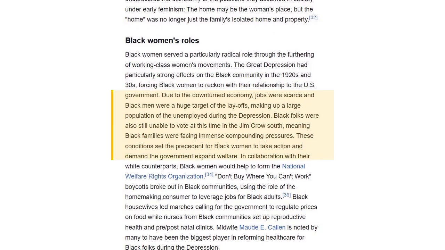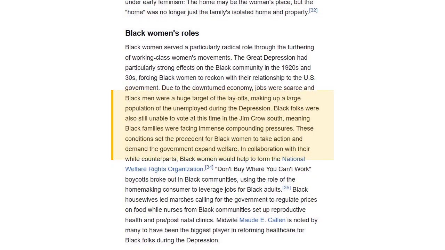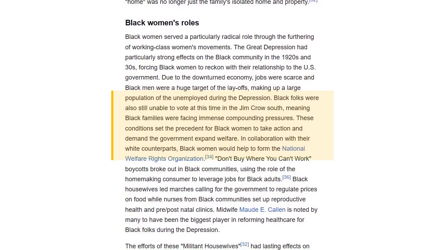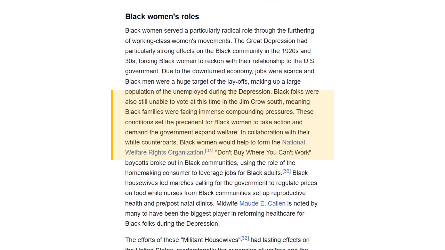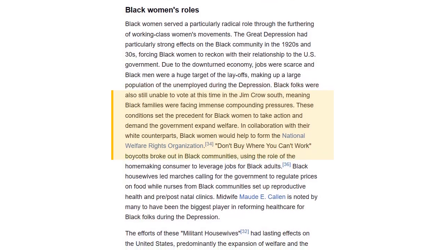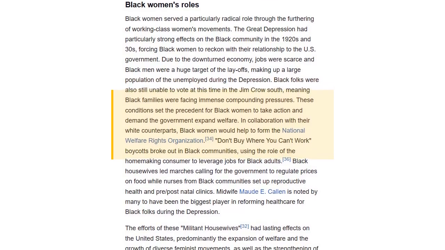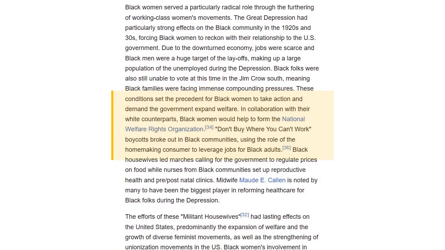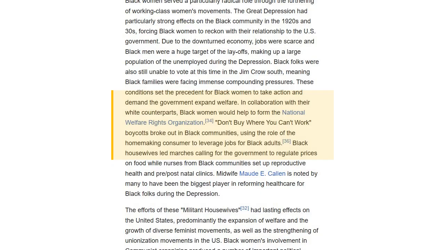Black folks were also still unable to vote at this time in the Jim Crow South, meaning black families were facing immense compounding pressures. These conditions set the precedent for black women to take action and demand the government expand welfare. In collaboration with their white counterparts, black women would help to form the National Welfare Rights Organization.